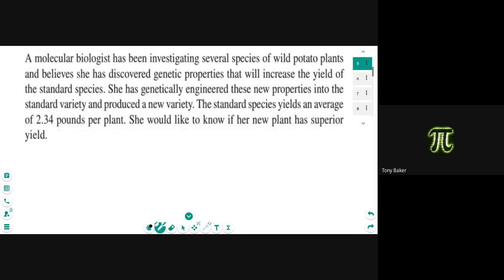So, in this problem, what information did they give you? Which population parameter did they give you? Did they give you the mean? Did they give you a proportion? Or did they give you a variance? They gave you the mean.